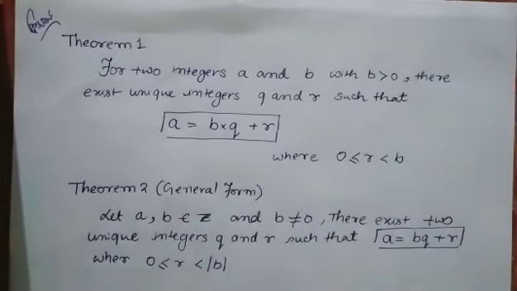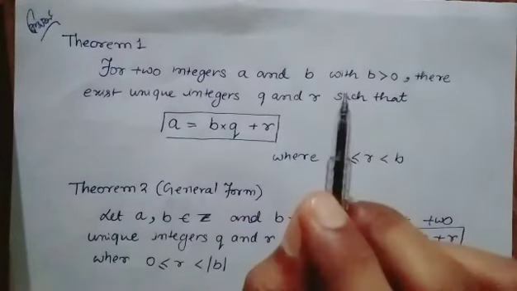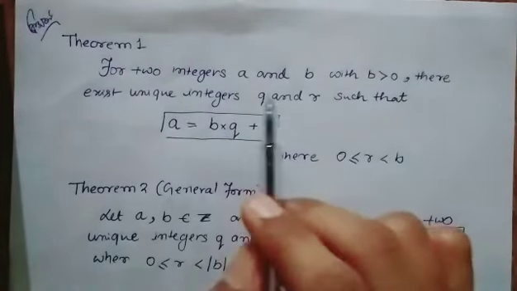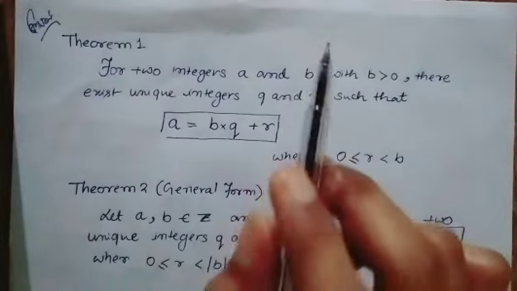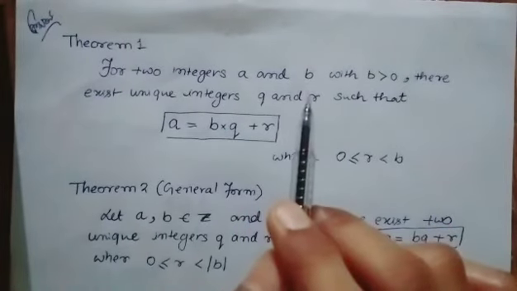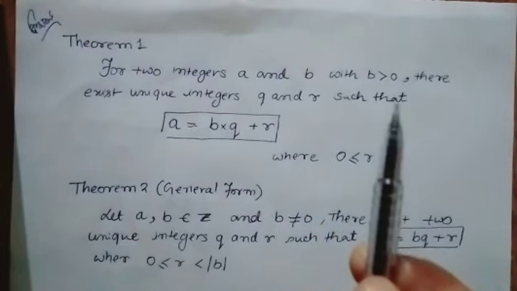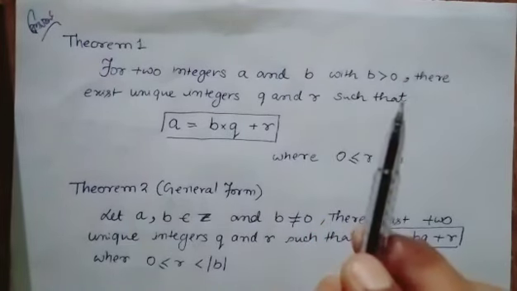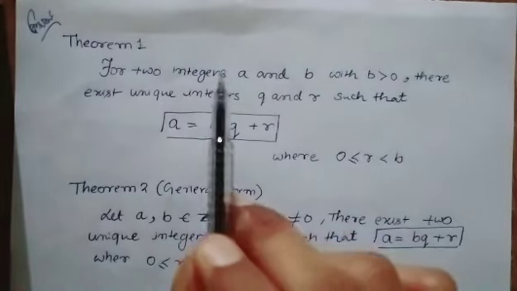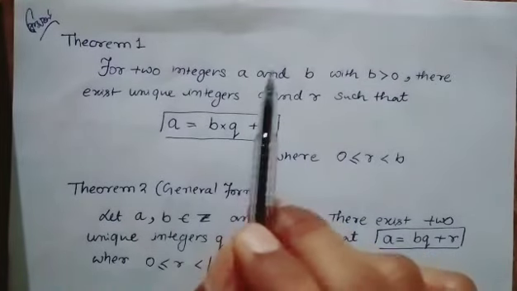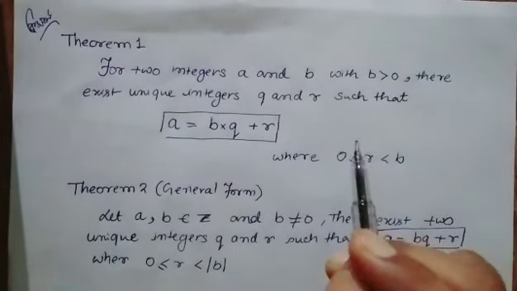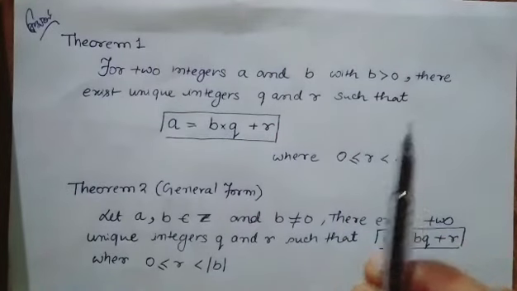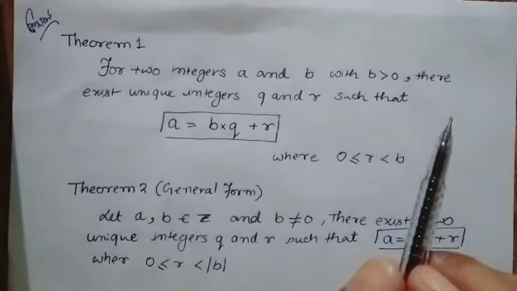The first theorem states that for two integers a and b with b greater than 0, a has no restriction. It can be a positive integer, 0, or a negative integer. But b has restrictions. b cannot be equal to 0, because a divided by 0 is undefined. Also, for convenience of the proof in your book, b is considered positive, not negative. So b is a positive integer.